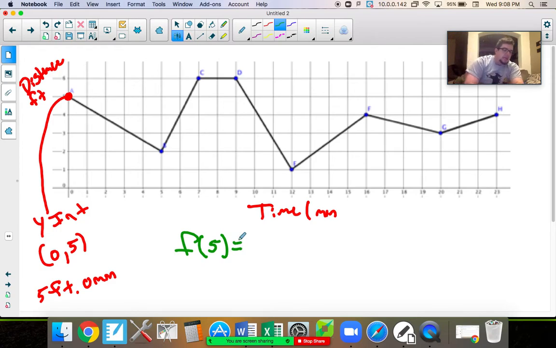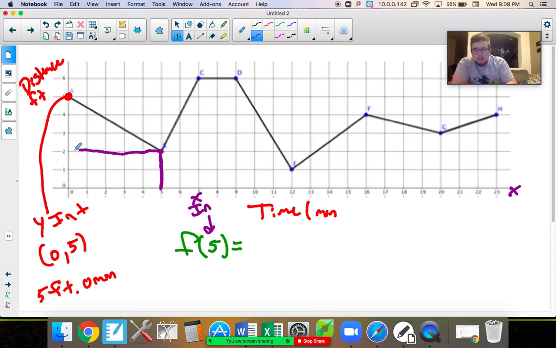So before we can actually answer this question, we have to know what the question is even asking. What this one is asking for, since we've plugged in an input, we've plugged in an x value, we're going to find 5 on the x-axis. So here's 5. We're going to come up to the graph and we're going to see what number the graph is telling us. So right here, it's telling us 2. We plugged in and we get out. This question right here is asking us at 5 minutes, what's our distance?